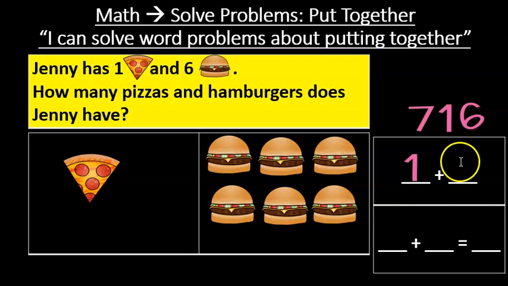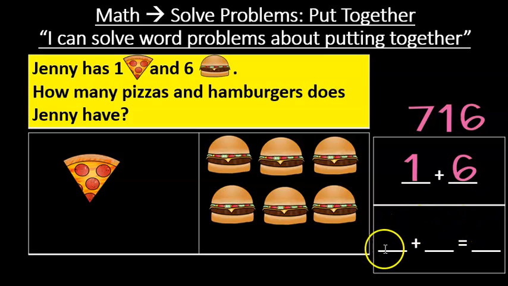Now, boys and girls, how many hamburgers are there? Look at your pictures and count the hamburgers. 6, good job. So I'm going to get 6 and put 6 there. And look, boys and girls, we're done now with this addition equation on top. Let's read it together. 1 plus 6. Let's read it again. 1 plus 6.